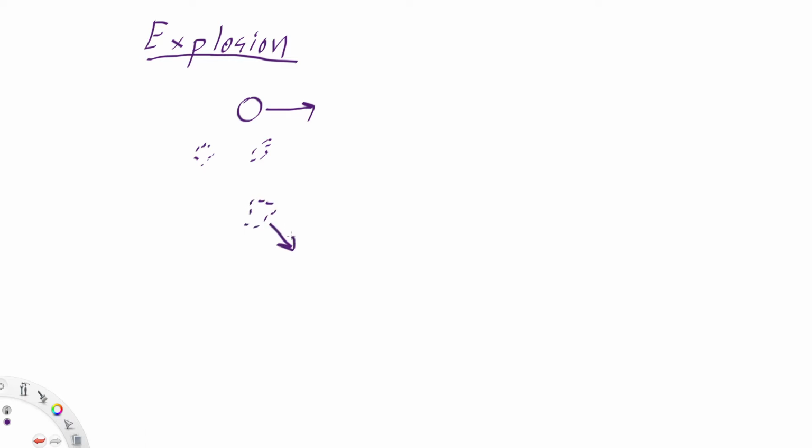That leaves just one type of collision, which, as I said, is an explosion. In an explosion, we might have one object going on its merry way, and then we convert some chemical energy into kinetic energy. And instead of one object, we have multiple objects flying off in various directions.